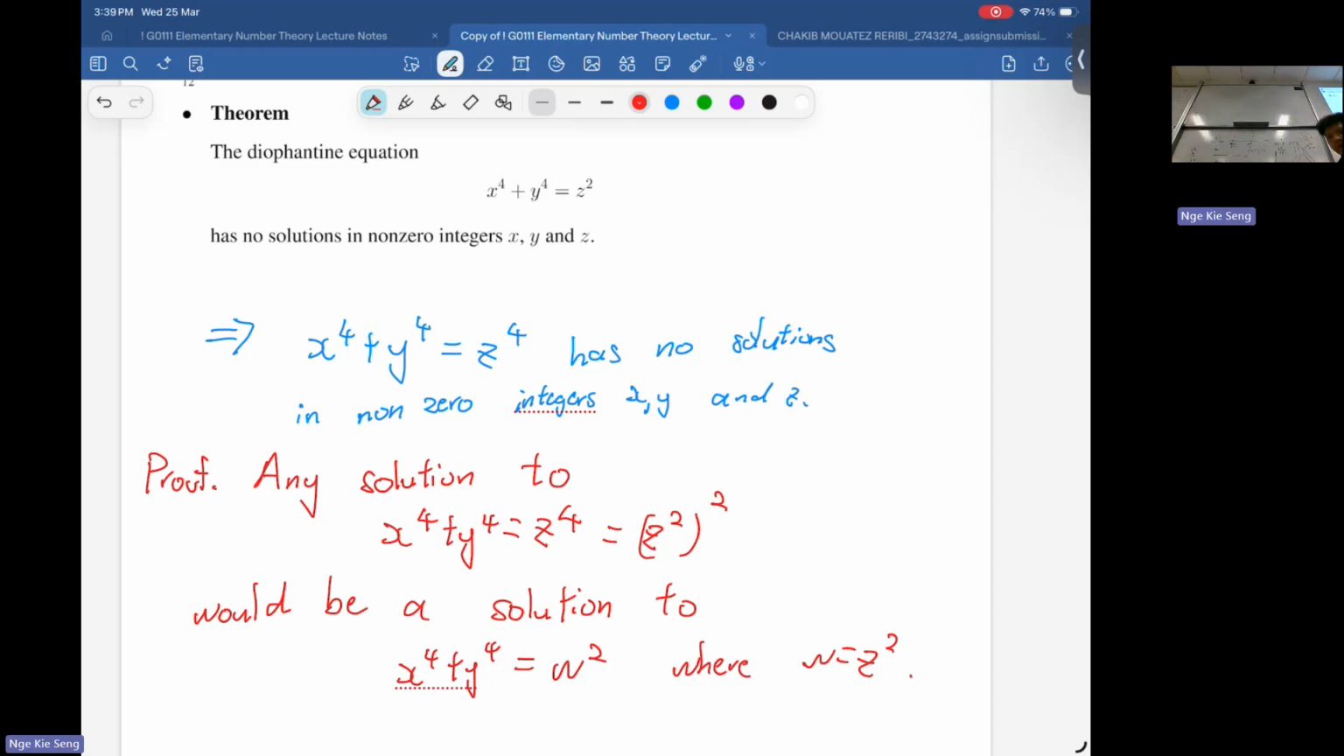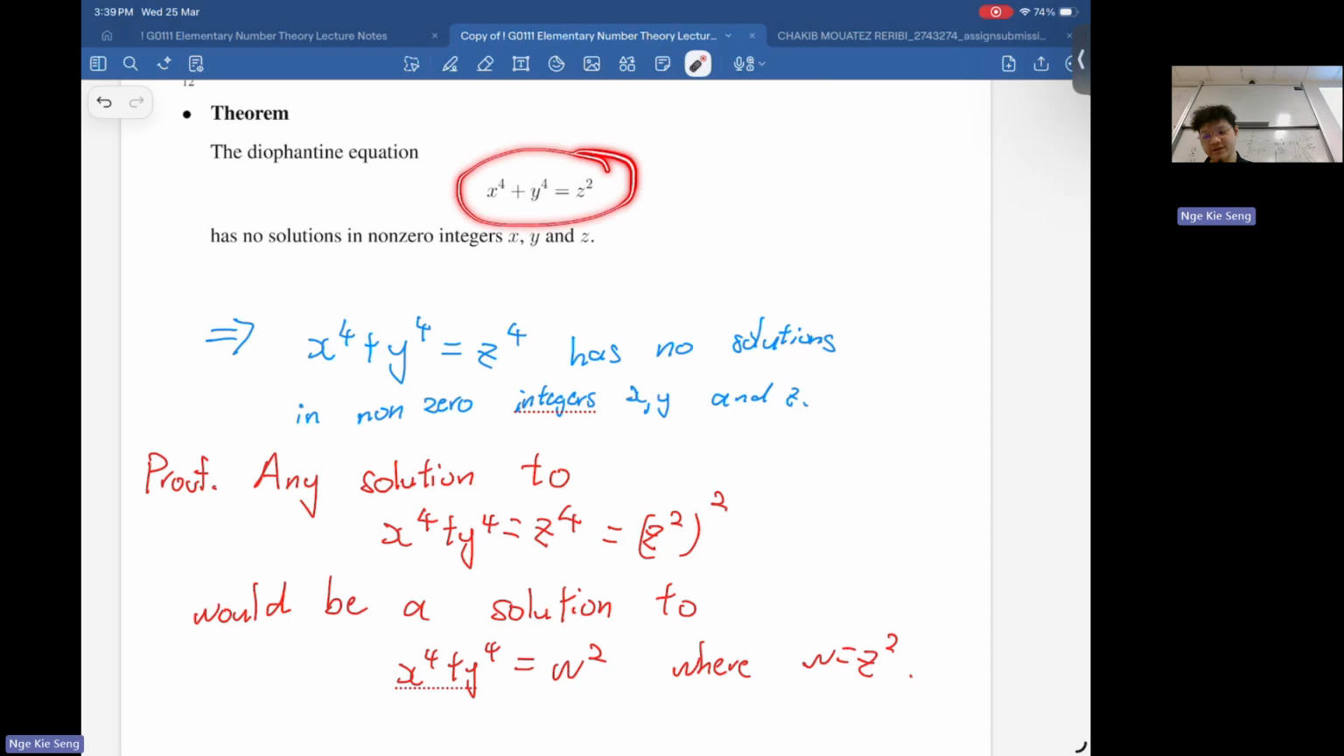So that cannot happen. So you prove one of the Fermat's last cases by this. Obviously, this one is harder to prove, so you need to prove this first. Not too hard. Okay, so far, so good.